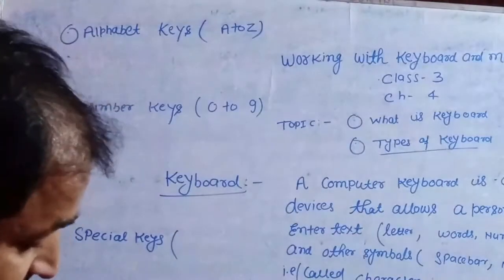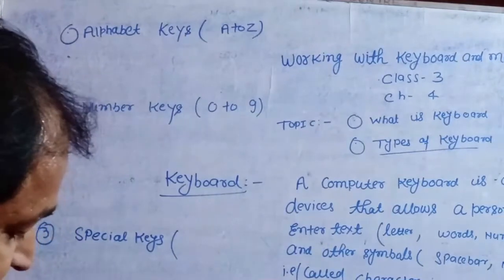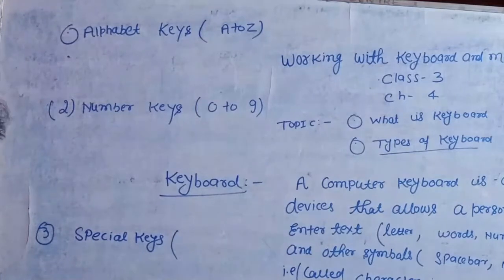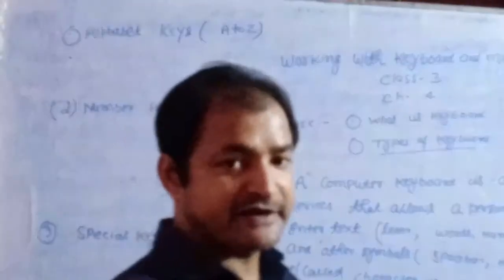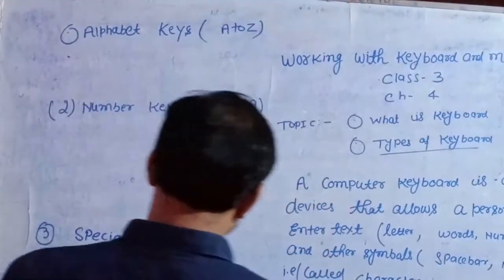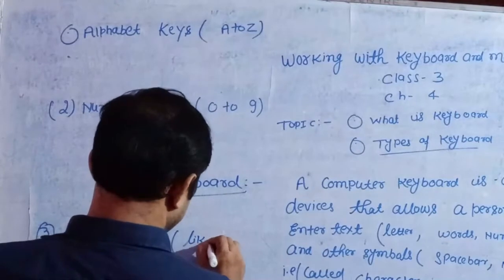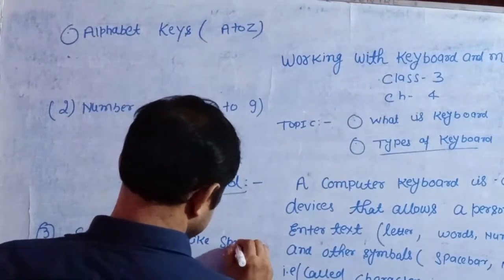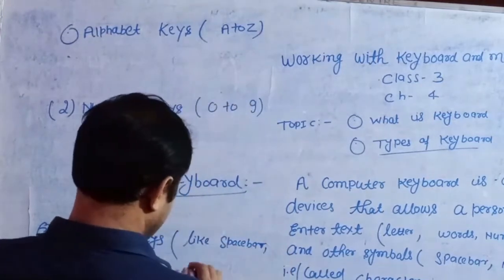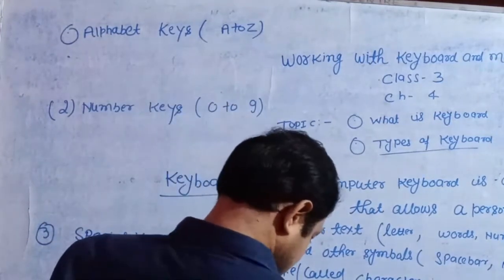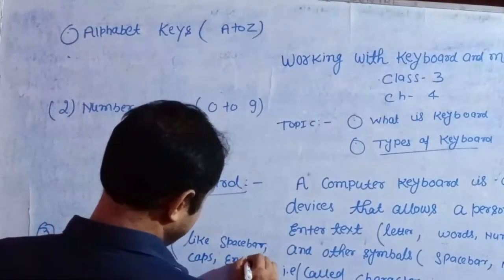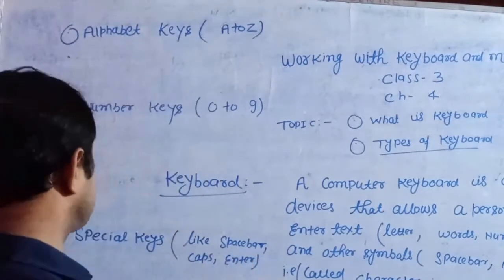This is the keyboard. This is the space button. This is the caps lock. This is the shift key. This is the control button. This is the alt button. All of these are related to special keys, like the space bar, caps, enter. These are all types of special keys.